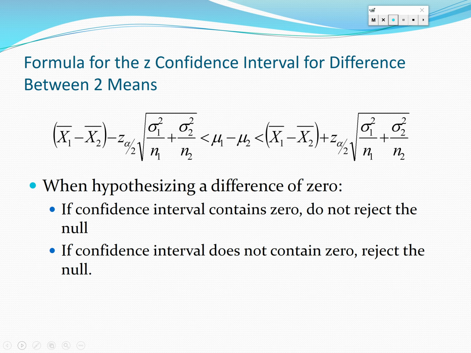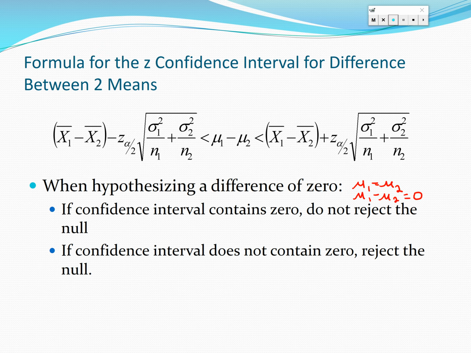So this confidence interval is new for us, but what we're looking for is if you're hypothesizing a difference of 0, so this would mean mu sub 1 equals mu sub 2, or mu sub 1 minus mu sub 2 equals 0. If your confidence interval actually contains 0, we don't reject the null. If it does not contain 0, that's when we reject.